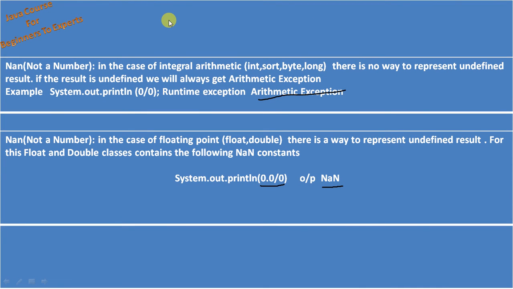So thank you for watching this video lecture. I hope you understand what is infinity, what is minus infinity, what is arithmetic exception, when arithmetic exception comes, what is not a number, and what is an undefined result, and how to define an undefined result in floating points. All these are the basic things in arithmetic operations.